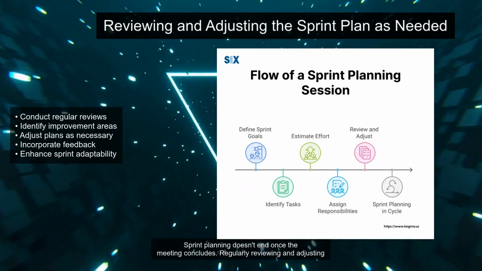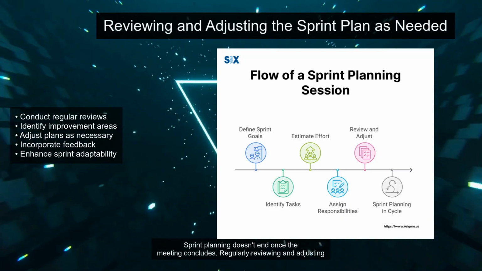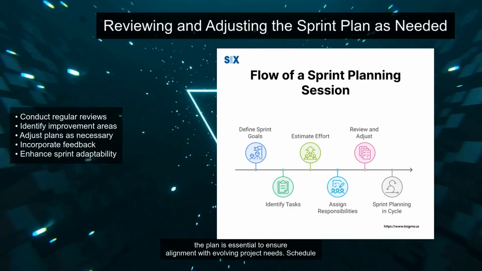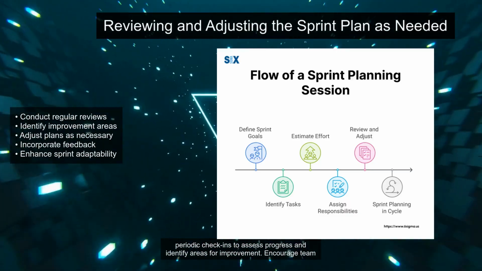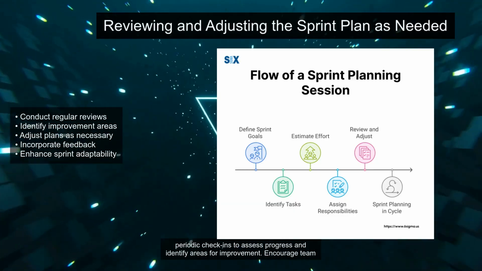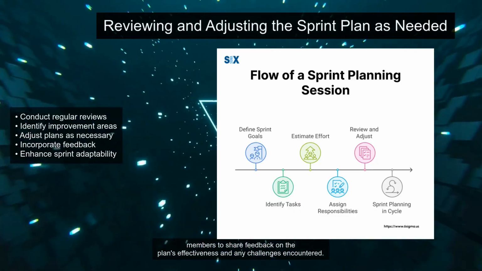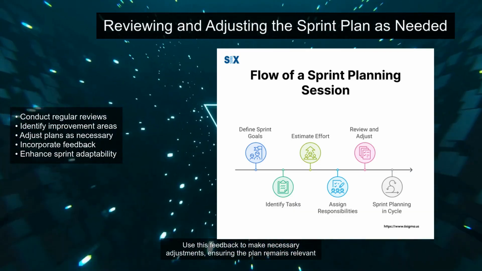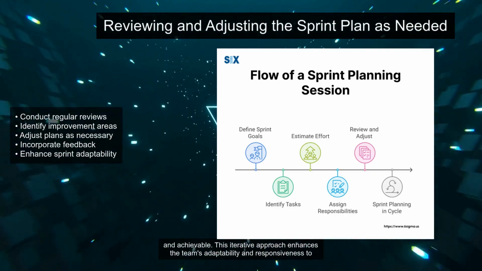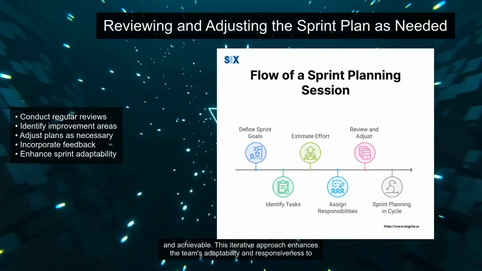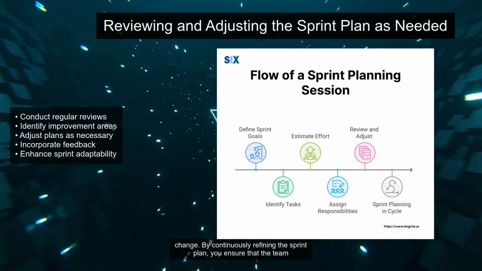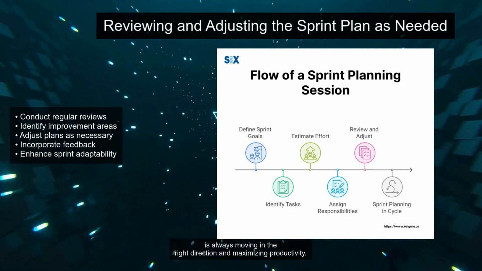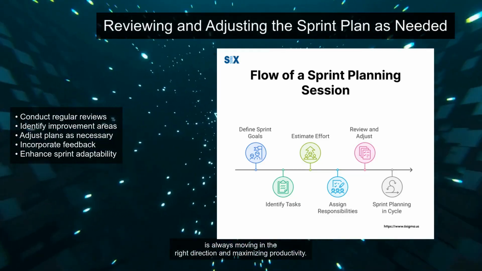Sprint planning doesn't end once the meeting concludes. Regularly reviewing and adjusting the plan is essential to ensure alignment with evolving project needs. Schedule periodic check-ins to assess progress and identify areas for improvement. Encourage team members to share feedback on the plan's effectiveness and any challenges encountered. Use this feedback to make necessary adjustments, ensuring the plan remains relevant and achievable. This iterative approach enhances the team's adaptability and responsiveness to change. By continuously refining the sprint plan, you ensure that the team is always moving in the right direction and maximizing productivity.